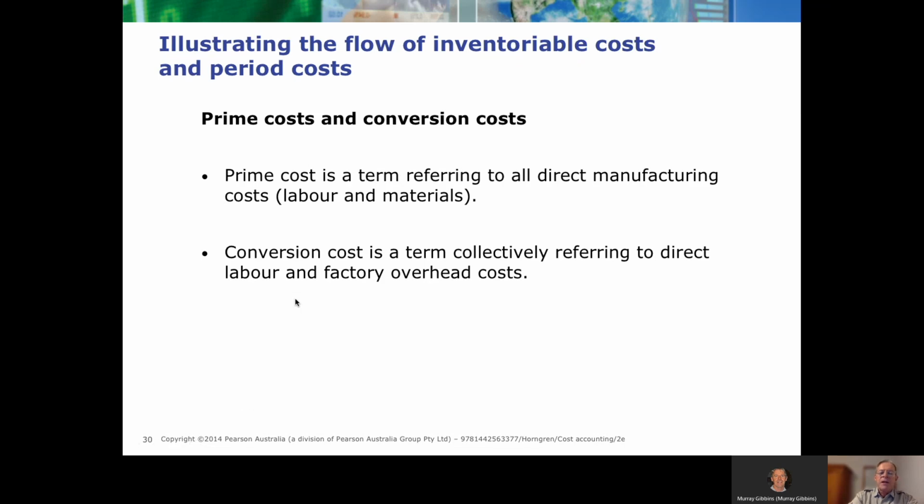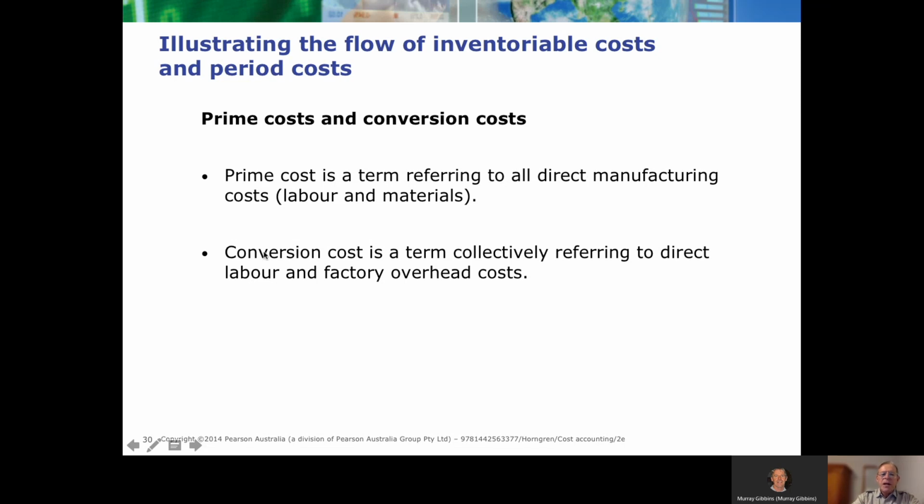A couple of other definitions to get our heads around. One is prime costs and conversion costs. Sometimes you get a question that says, I want you to calculate the prime cost. So we need to know what that is. And sometimes it'll say, what's the conversion cost? So let's identify those 2 things. Prime cost is basically our direct labour and direct material. So direct labour plus direct materials equals prime cost.